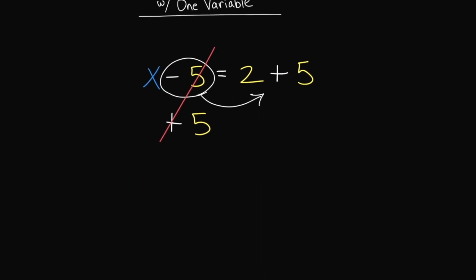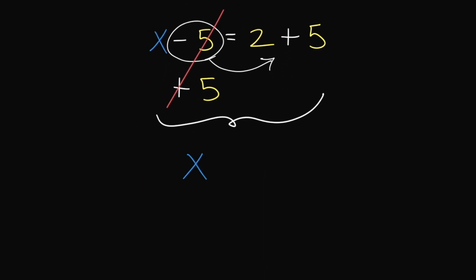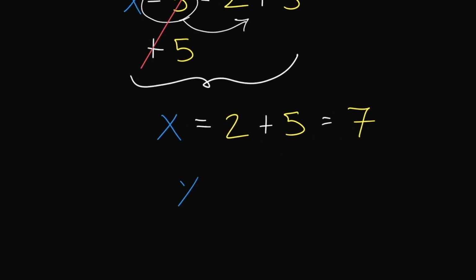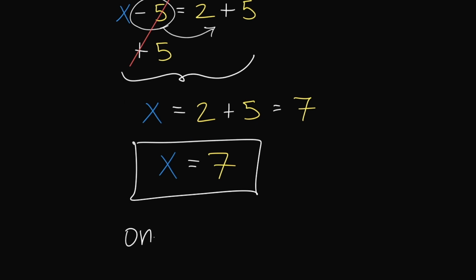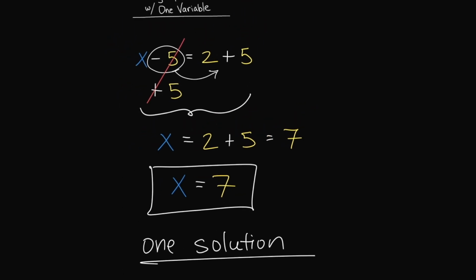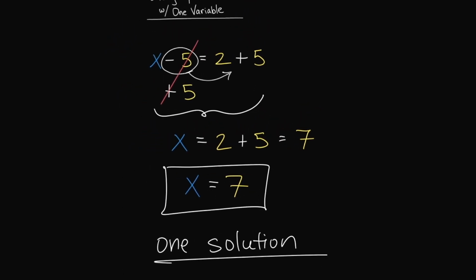And what we're left with is x on the left and 2 plus 5 on the right. Well, that is the same thing as 7. In this example, x equals 7. And since we found one particular answer, then this equation has one solution. Okay, let's erase that and look at another problem.